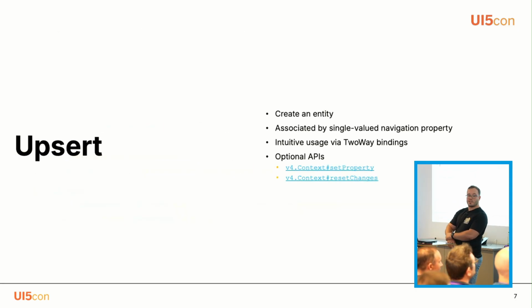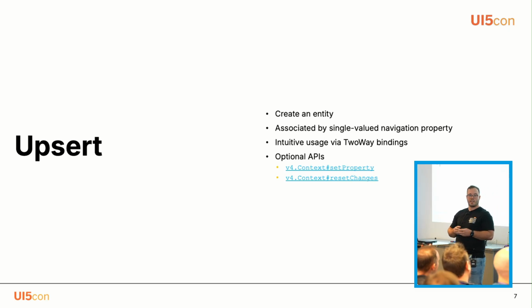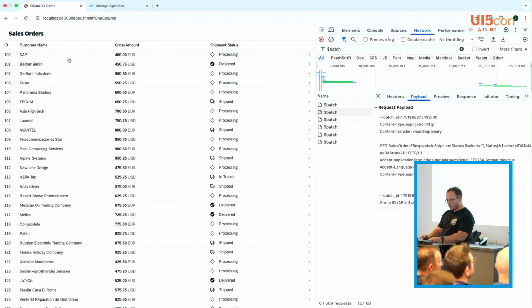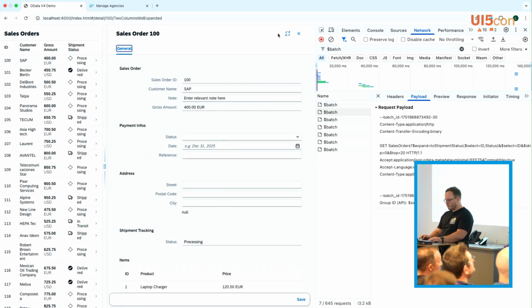Then to the next topic, which is the upsert. And upserting means to create a new entity that is associated by a single valued navigation property. So let me quickly demonstrate this in my demo app. So here we can open one of the sales orders.